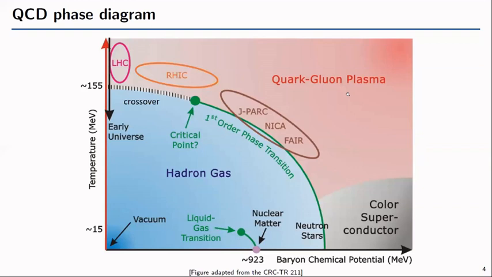For example, at the low mass dileptons, we can learn about the lifetime of the fireball. And if we see some deviations from expected model calculations in the lifetime, for example, a flattening of the curve with respect to collision energy, this may indicate the first order phase transition where latent heat has to be burned off.